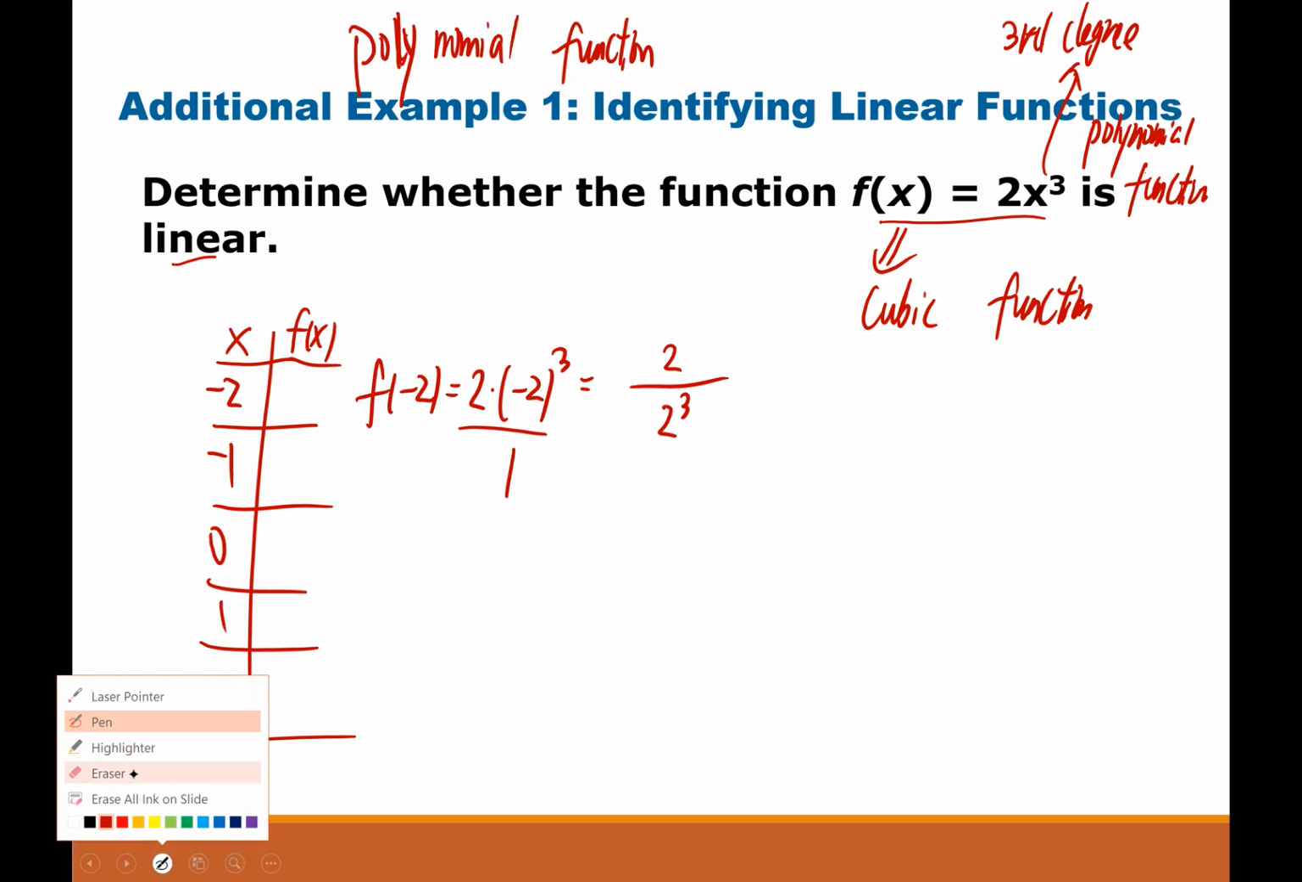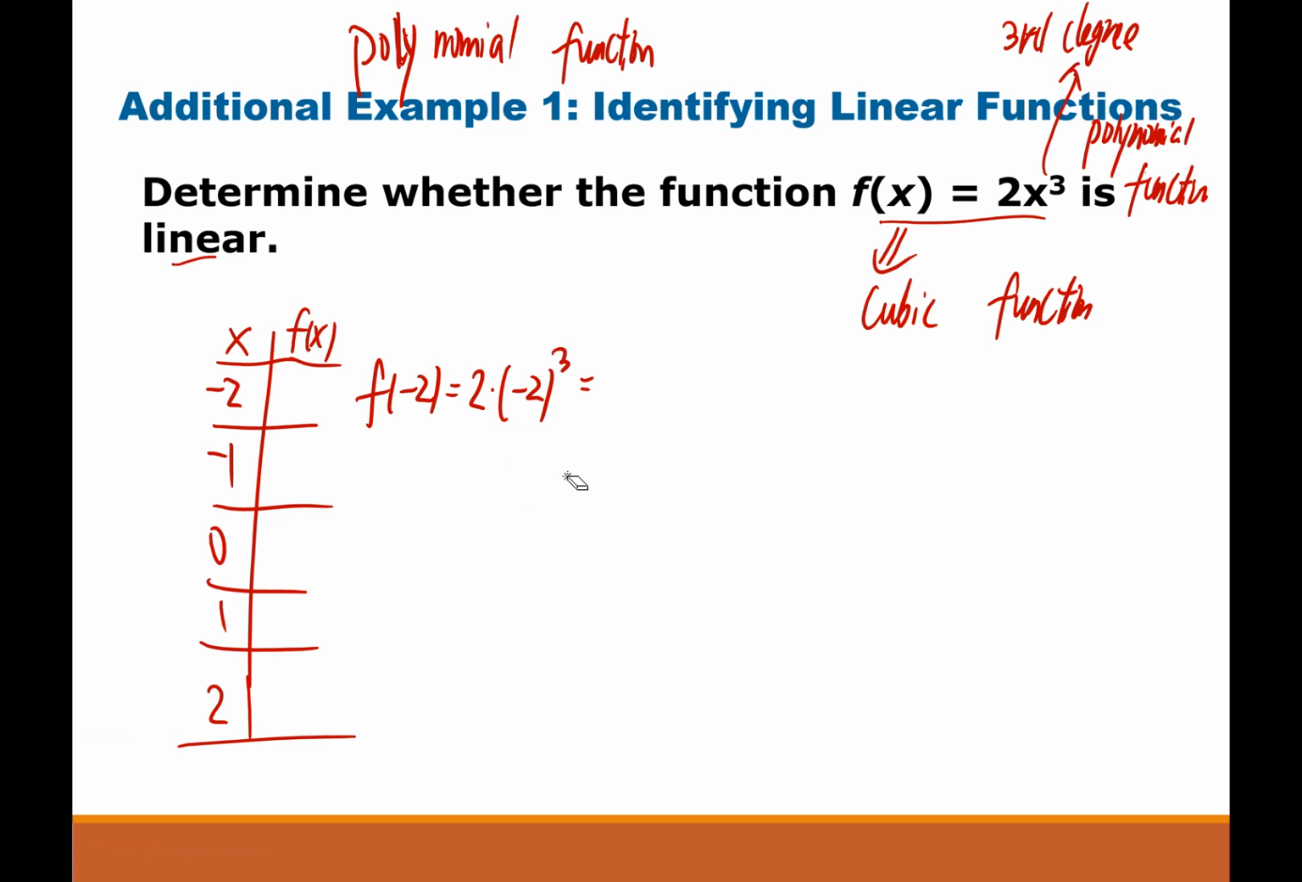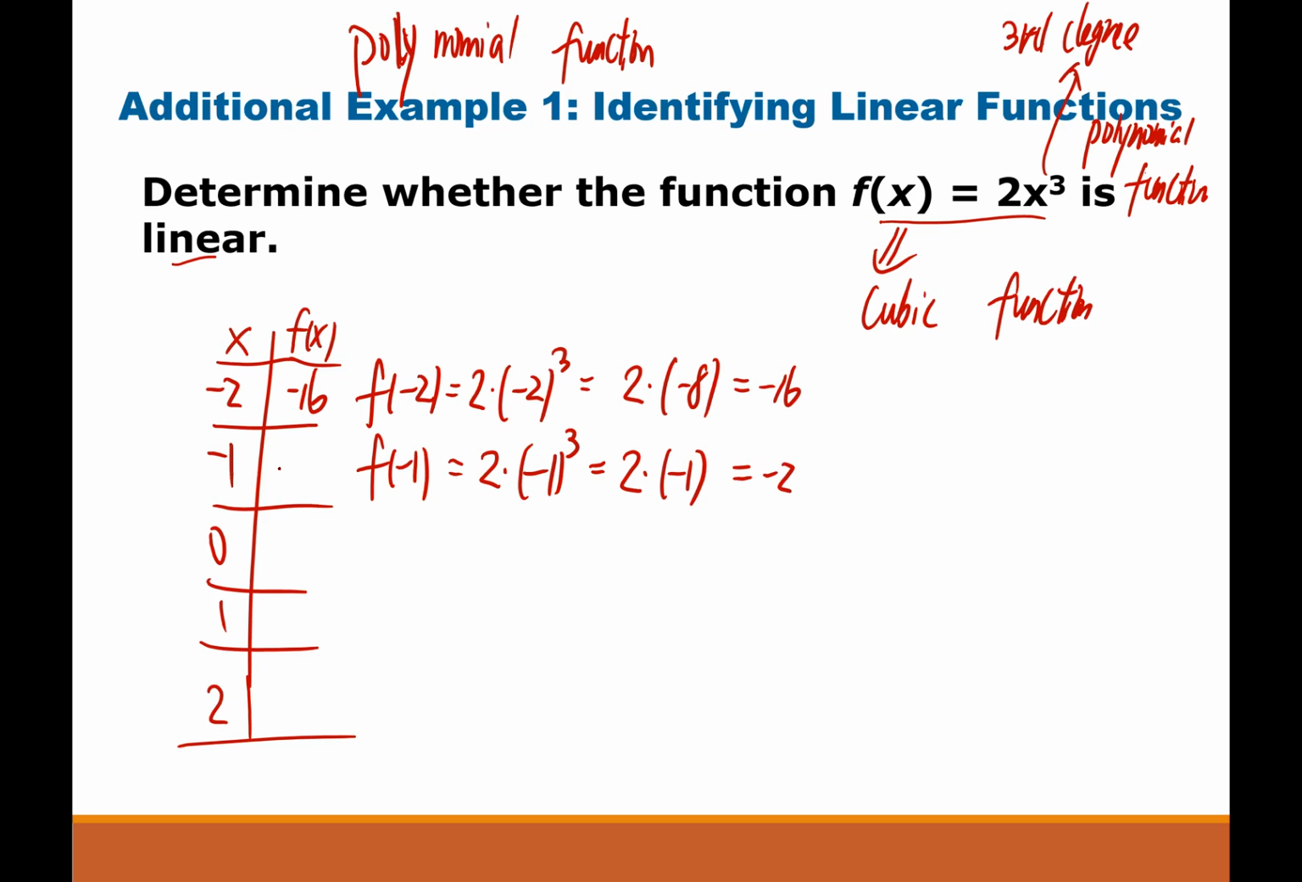Actually, my bad. This is not a negative power, so we cannot do that. We can just expand directly. -2 to the third is -8, so 2 times -8 turns out to be -16. So the y value here is -16. So it's one to one: one x value only produces one y value. And secondly, f of -1 is 2 times -1 to the third. All the negative numbers to an odd power remain negative, so here is 2 times -1, and that turns out to be -2. Again, still one to one.